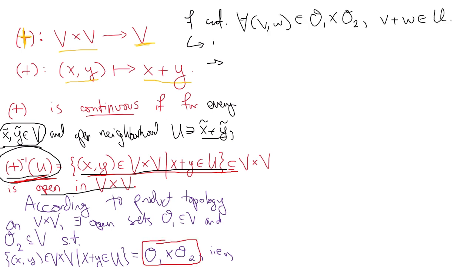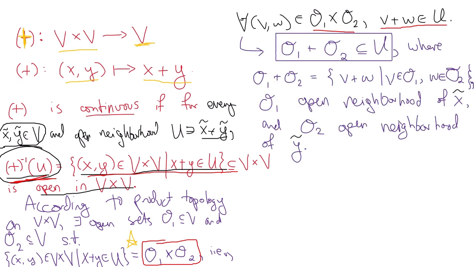What this last line is saying is that for all ordered pairs of vectors v and w in O1 cross O2, the vector addition v plus w is contained in U, based off of this last equality. And we can rephrase this in terms of just sets. If we define the sum O1 plus O2 to be all the vectors v plus w, where v is in O1 and w is in O2, then this is saying O1 plus O2 is a subset of U.